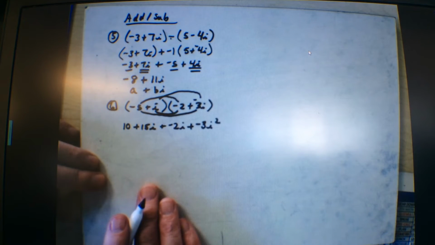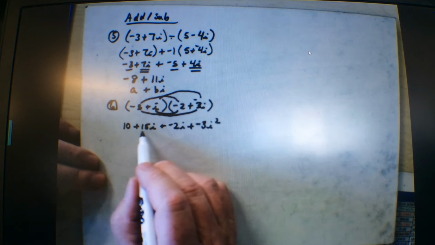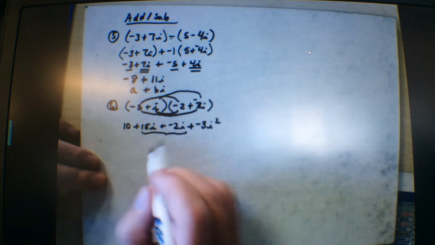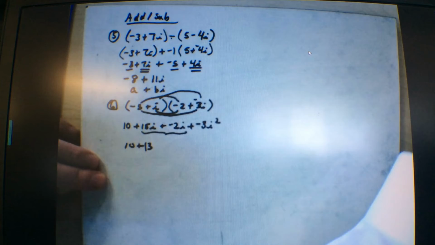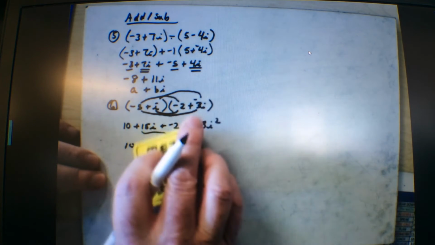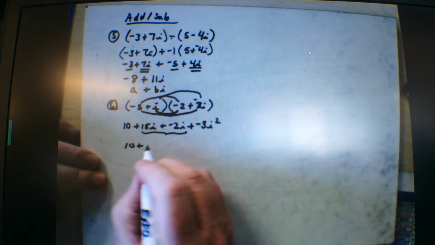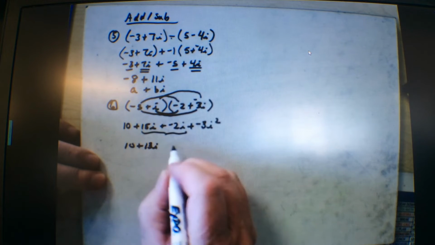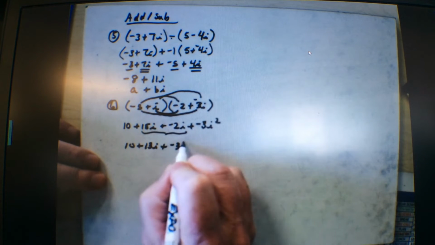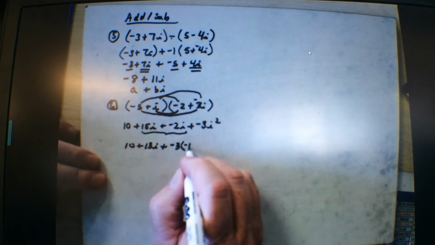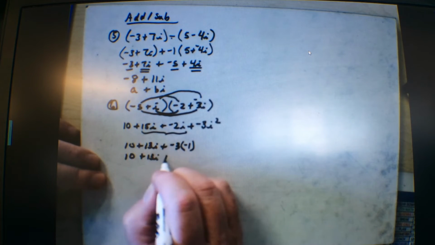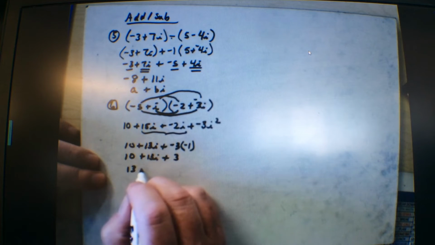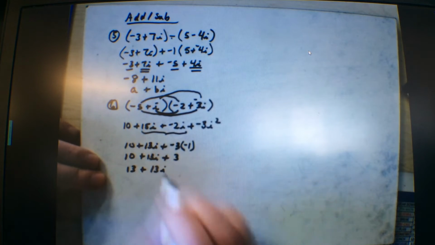The nice thing about foiling is it puts the like terms usually in the middle. So I have 10 plus 13i, is that right? Yeah. And then plus a negative 3, but what's i squared? Negative 1. So now I have 10 plus 13i plus 3. And so I end up having 13 plus 13i.